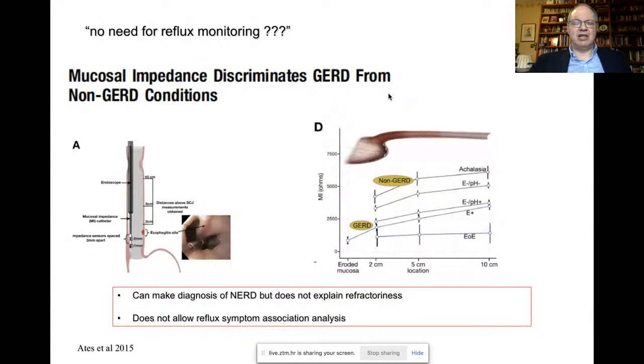There is another technique in the street these days, which is so-called mucosal impedance. This is one catheter passed through the endoscope with a pair of electrodes. This technique measures the mucosal impedance, and the authors claim that they can discriminate reflux disease from eosinophilic esophagitis and achalasia. This is a very interesting technique. I only find that there are two limitations. I don't think that it can explain clearly refractoriness, and it does not allow to measure reflux symptom association analysis.